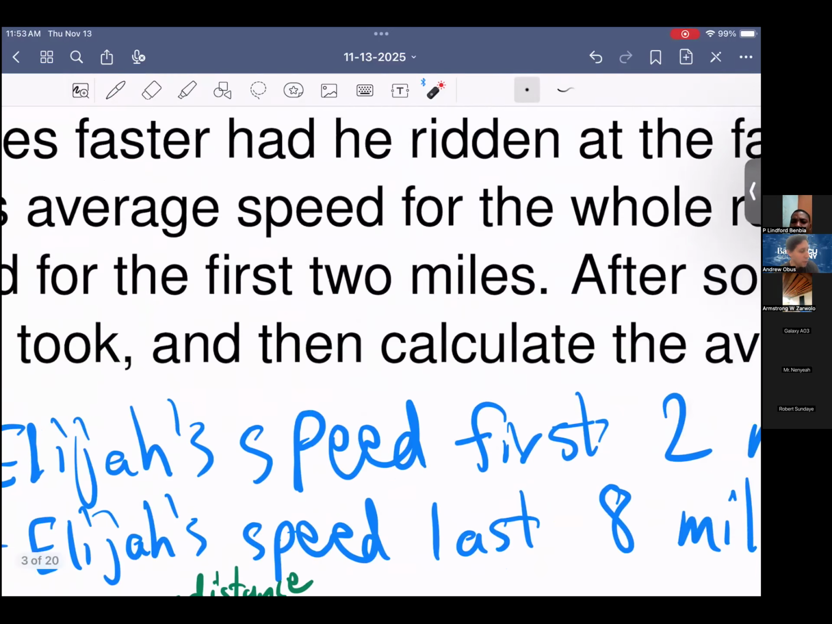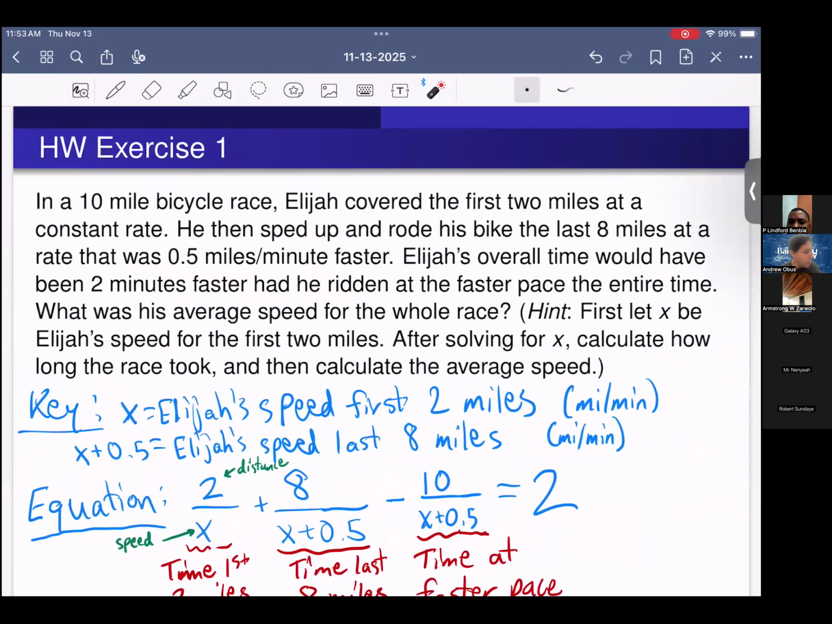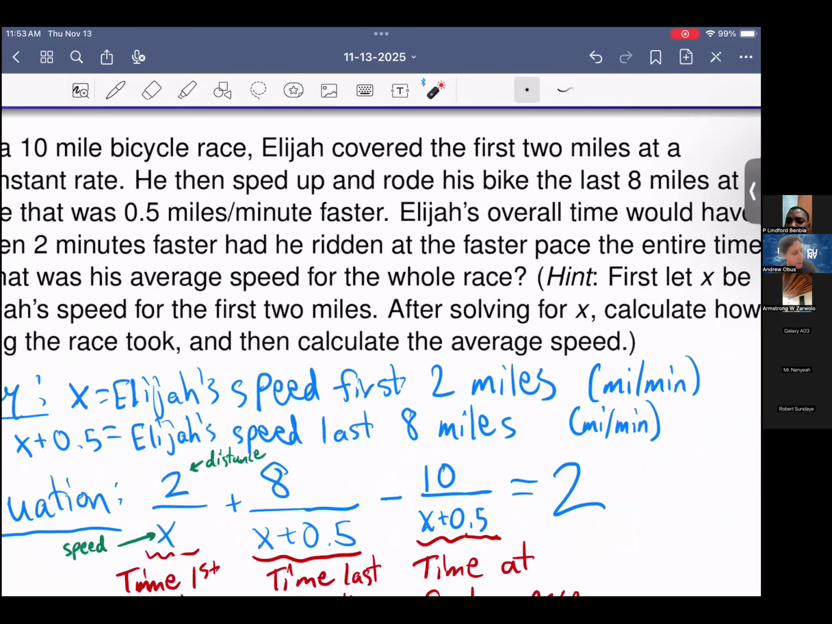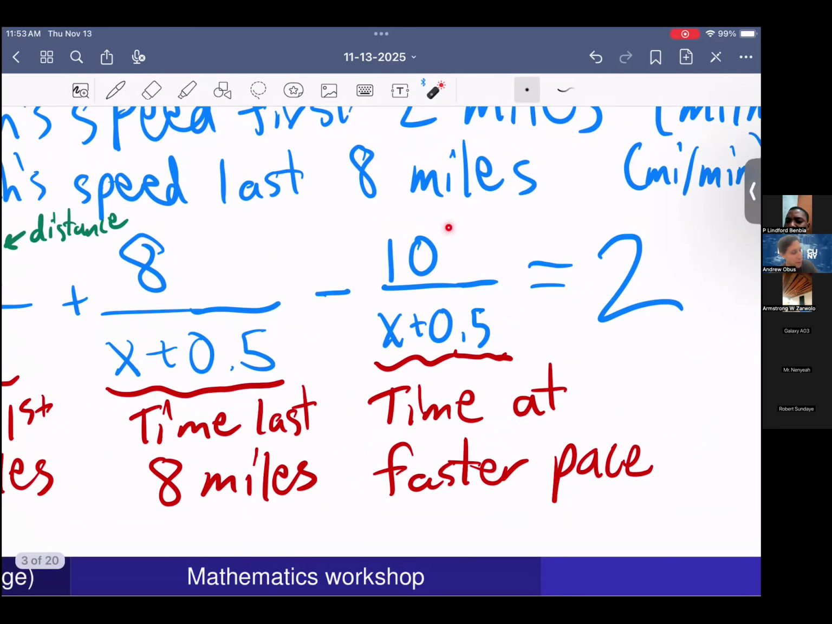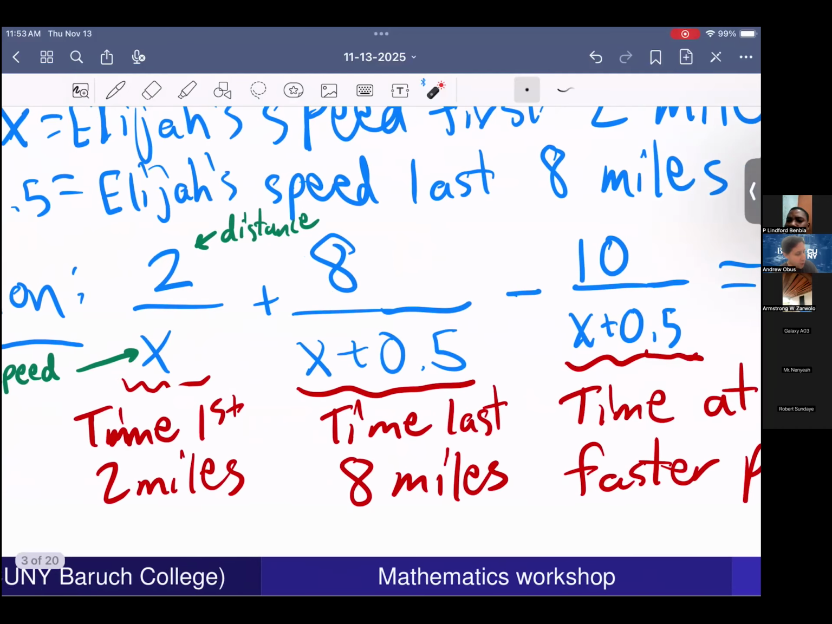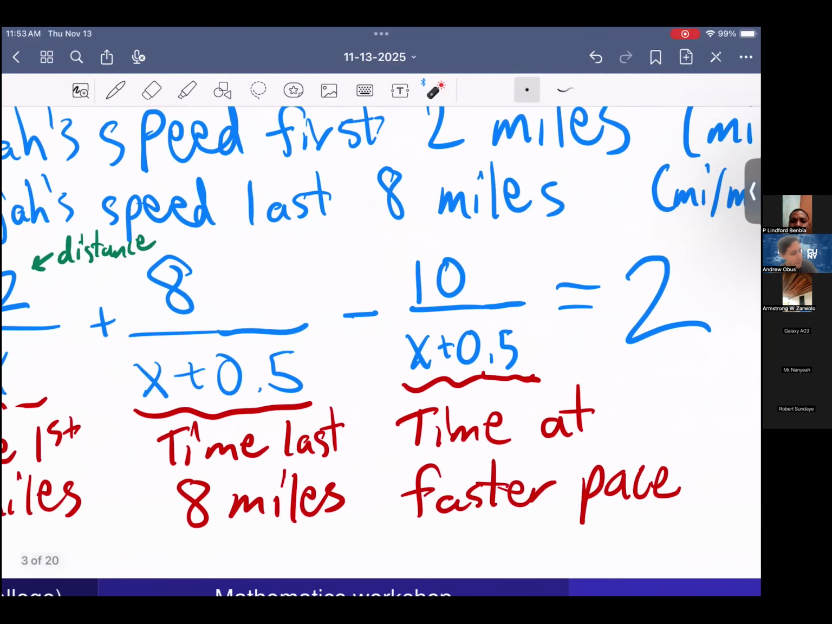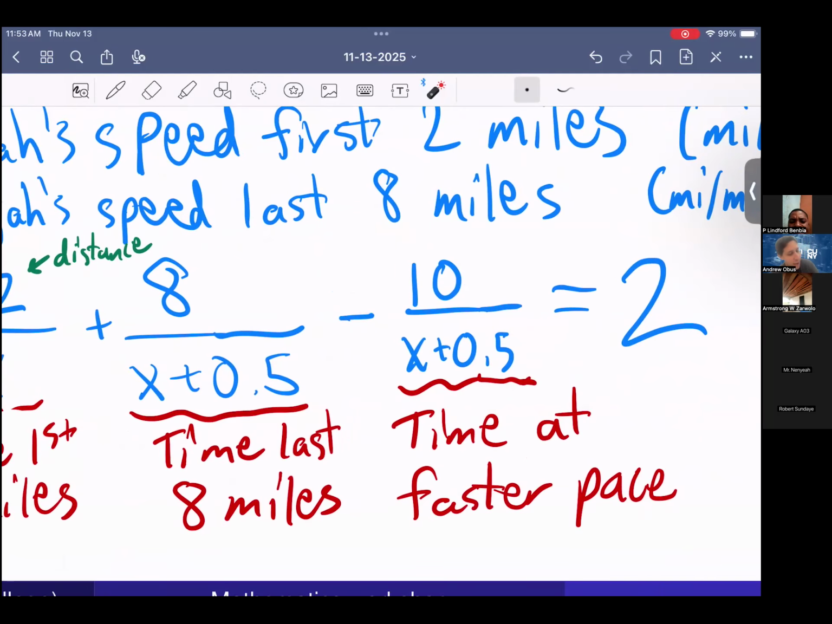And then what does the question say? It says the time would have been 2 minutes faster had he ridden at the faster pace the entire time. So if the entire race is 10 miles and he's going at the faster pace, which is x plus 0.5, then the total time at the faster pace would have been 10 divided by x plus 0.5. So we have the time that actually happened minus the time that could happen if he was going faster. And we say that that amount of time is 2 minutes. That's that difference. Okay, so this is set up exactly correctly. Is that okay, Armstrong?